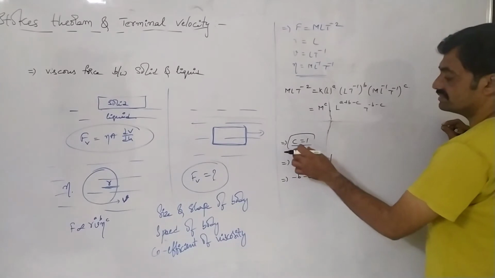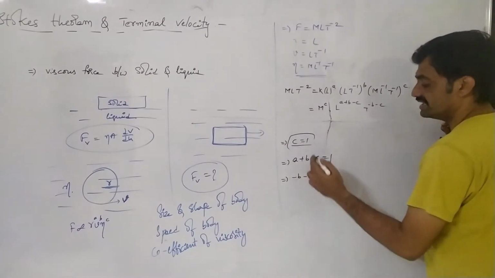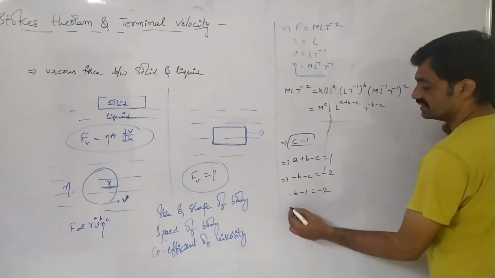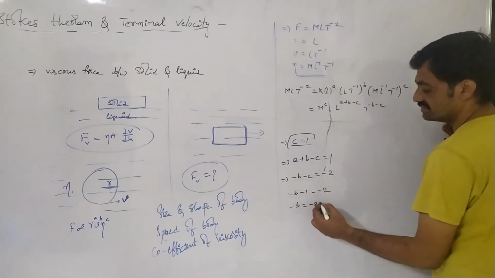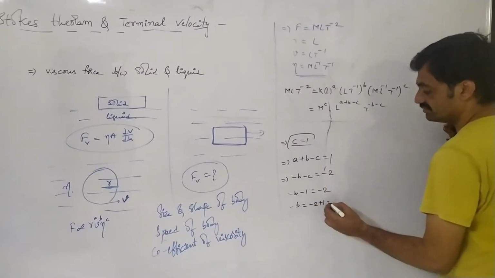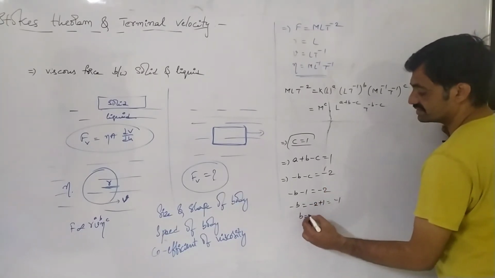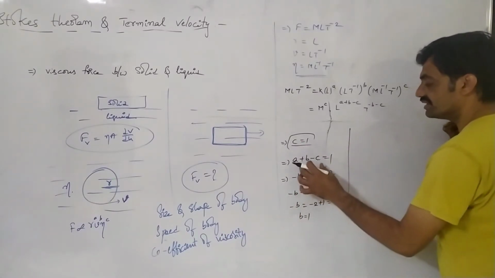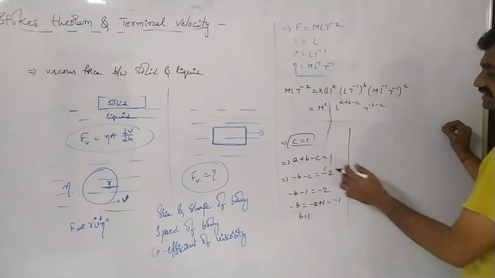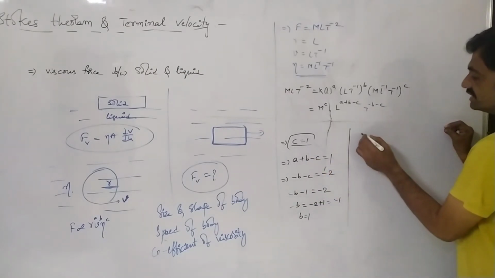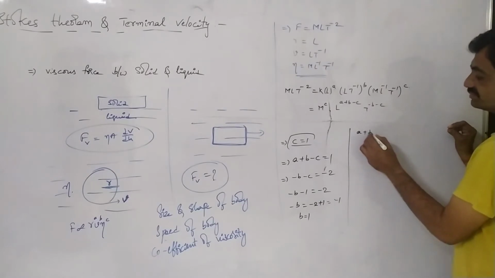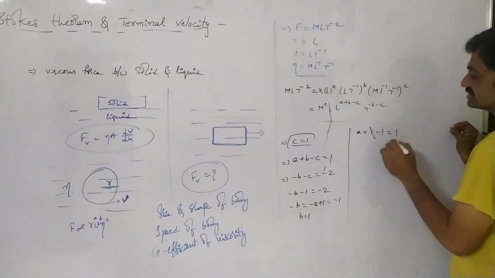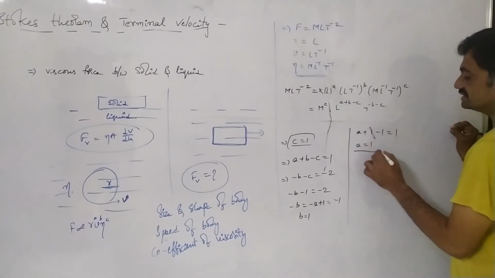So here observe that we got a value of c as 1. As we substitute this, minus b minus 1 is equal to minus 2, then minus b is equal to minus 2 plus 1, nothing but minus 1. So here b is equal to 1. Based on the values of c and b, now we are going to find the value of a. Observe that a plus b minus c, where the value of b is 1, minus 1 is equal to 1, and here we get a is equal to 1.